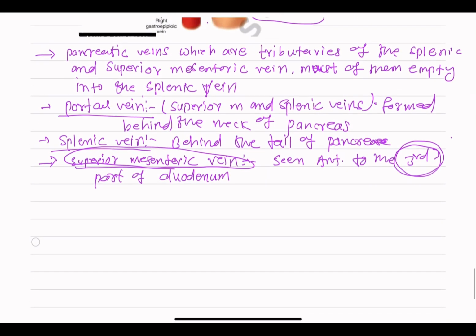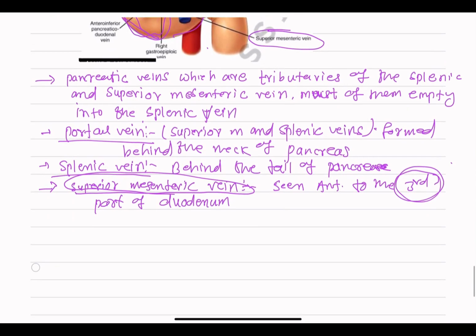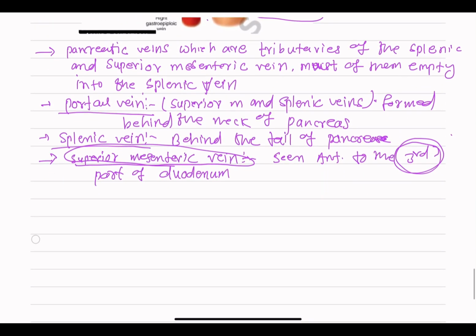So this is all about the anatomy of the pancreas. I tried to explain as much as I can to make it clear.